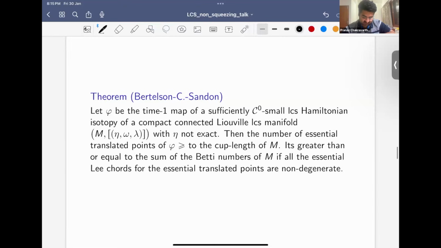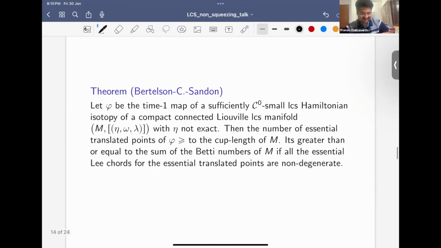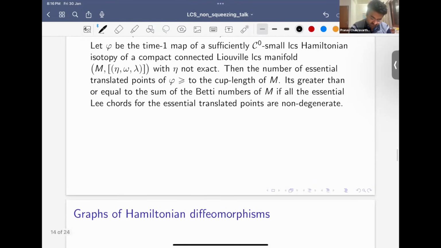So, another almost ready-made theorem is that, given any φ that is a C0 small LCS Hamiltonian isotopy of a Liouville LCS manifold, the number of translated points is again greater than or equal to the cup length of M. And in the case where all the Lie chords are non-degenerate, then it is greater than or equal to the sum of Betti numbers of M. And the proof is almost straightforward.